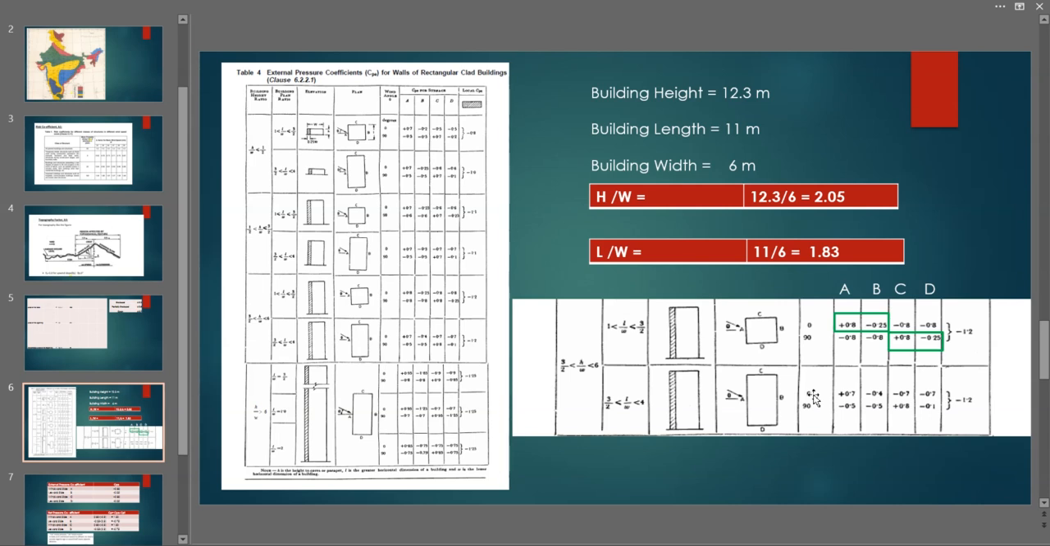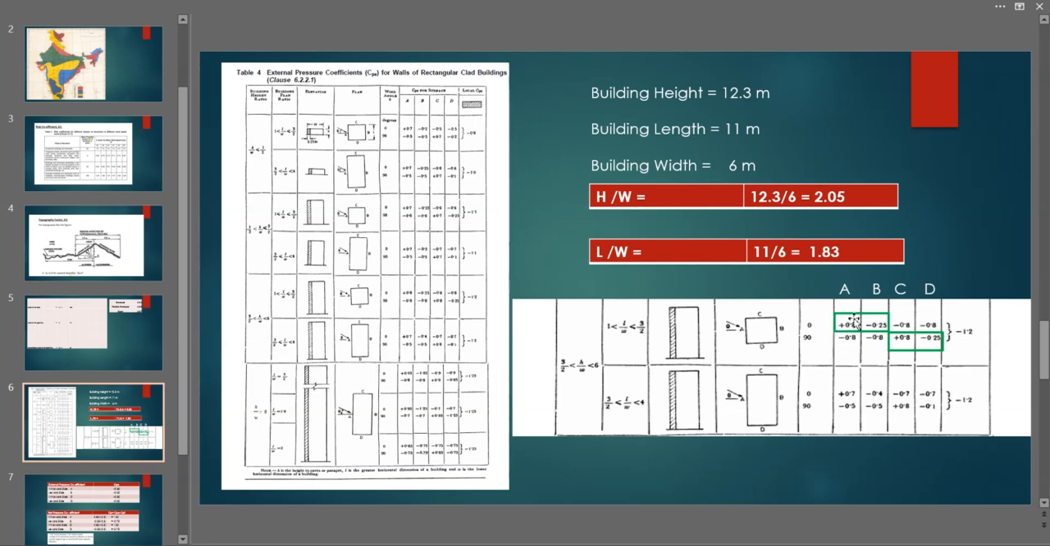For that we have to look at the L by W ratio, and if you look here you will see that it is around 1.83. So if this is 1.83, then you have to look in this region, because this is 1.5 and this is 4, so you have to look in this region.